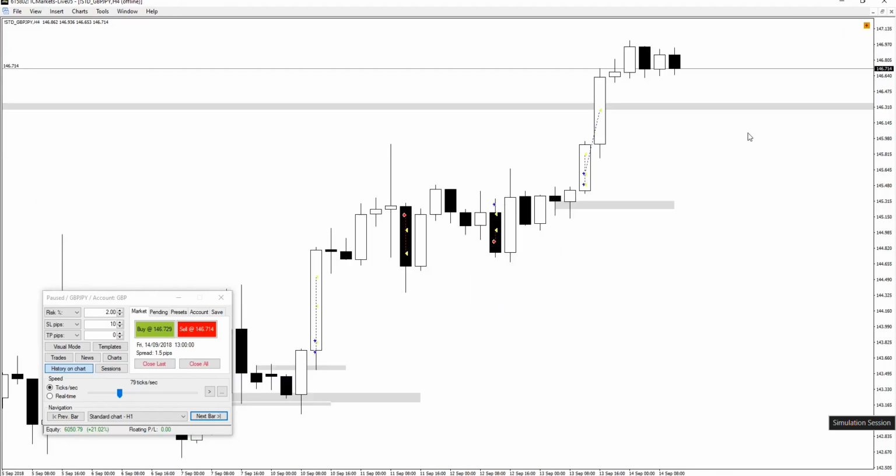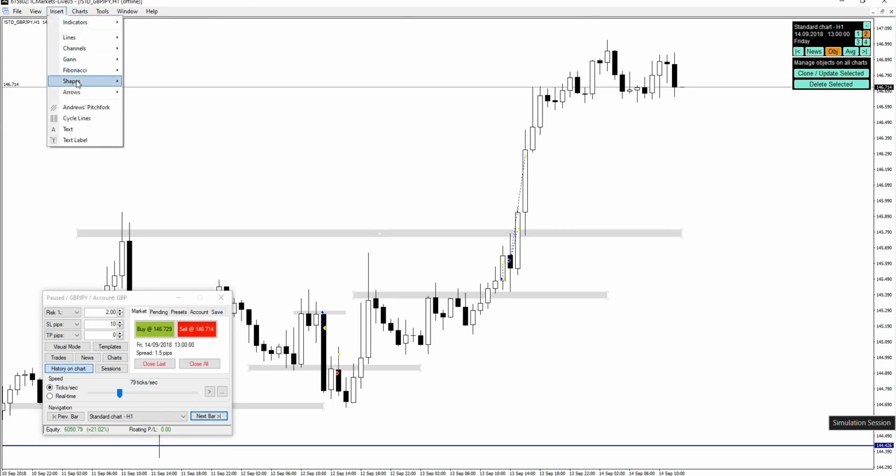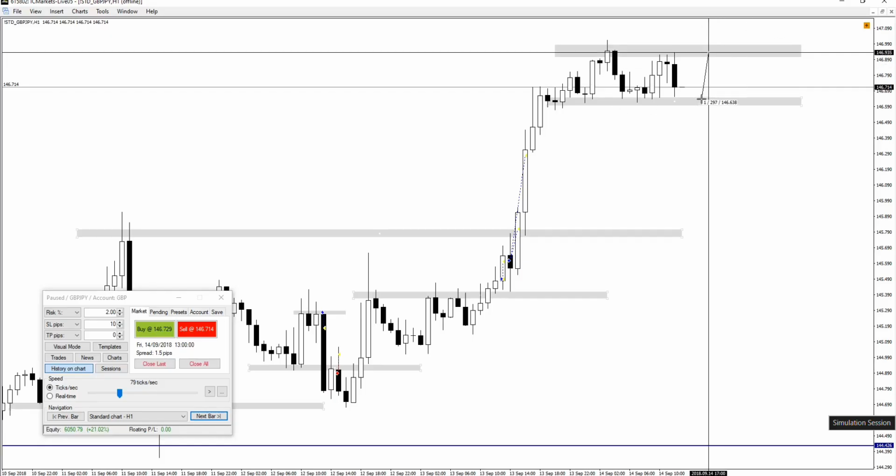4 hour is ranging. We have a 4 hour range here. This is a support. This is a resistance here, so we're ranging. Looking at the 1 hour, 1 hour is also ranging here. We have a support and we have a resistance here. Perfect. This is a 30 pip range.